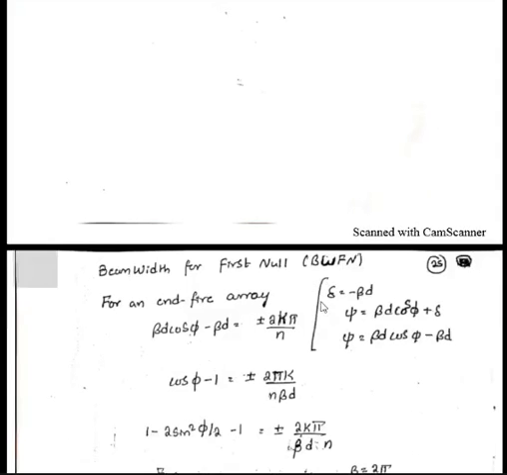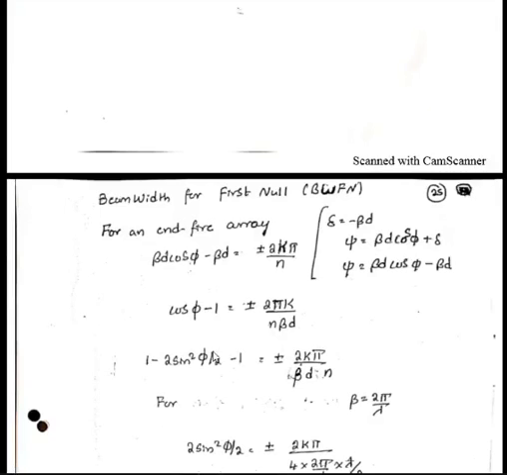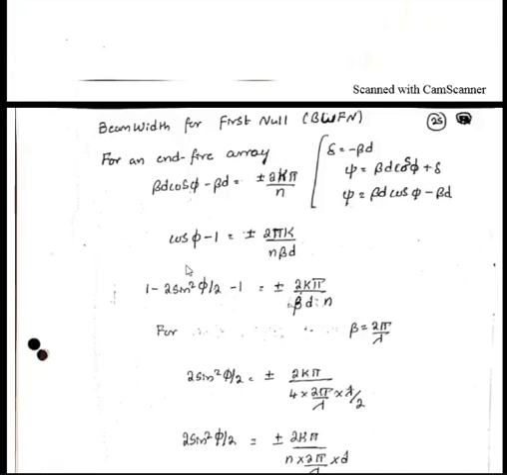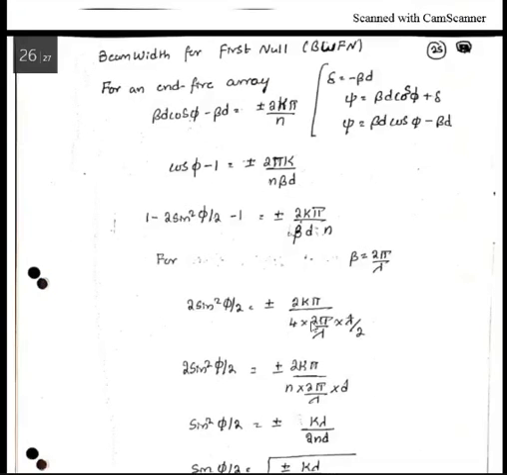In this case again you have delta equal to minus beta d. Substituting, you will have the value as cos phi equals minus 1 plus or minus 2k pi divided by N beta d. I just wanted to bring it in terms of sine, so cos phi is equal to 1 minus 2 sin square phi by 2, minus 1. So for beta equal to 2 pi by lambda, minus 1 and plus 1 get cancelled.